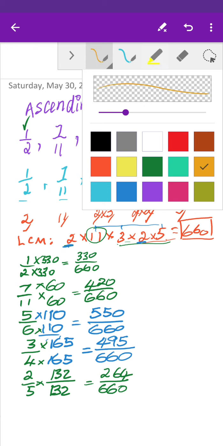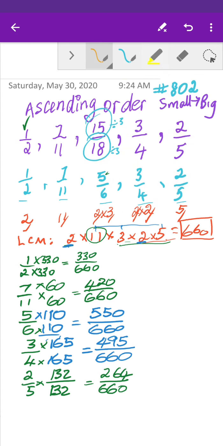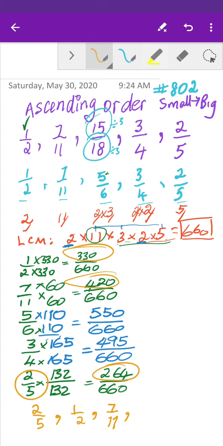So look for the smallest numerator, and it looks like this one's the smallest. Would you say 2/5 is 264? So we'll put 2/5 as the smallest. The next smallest would be 330, so let's put a half. The next smallest would be 420, so we'll put 7/11. The next smallest is 495, so I'm going to put 3/4.